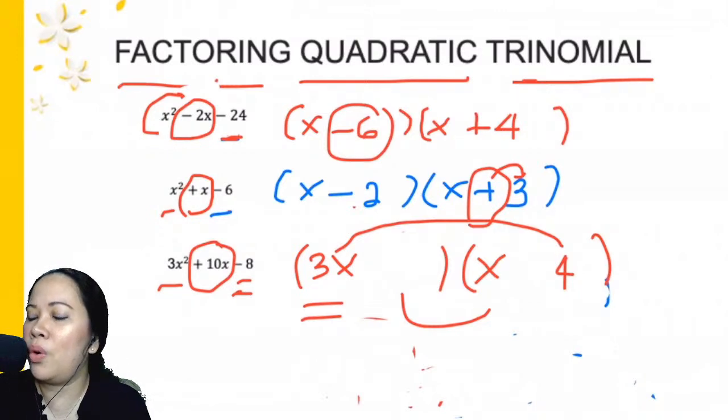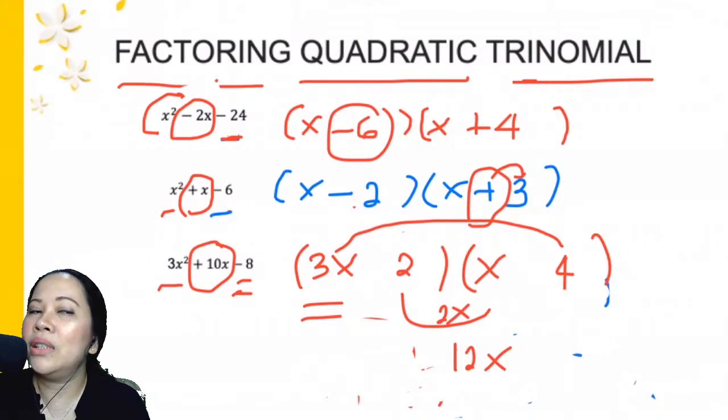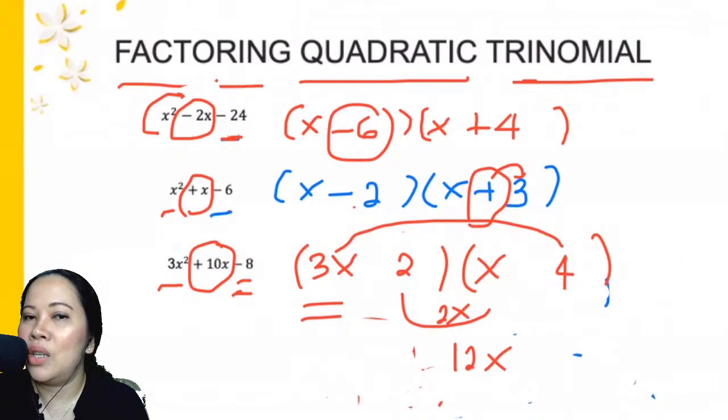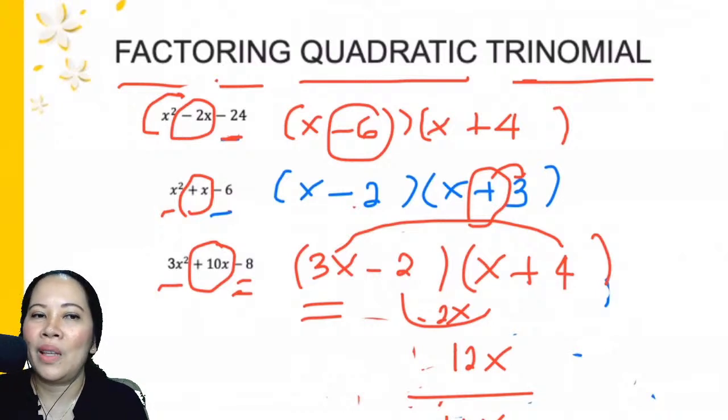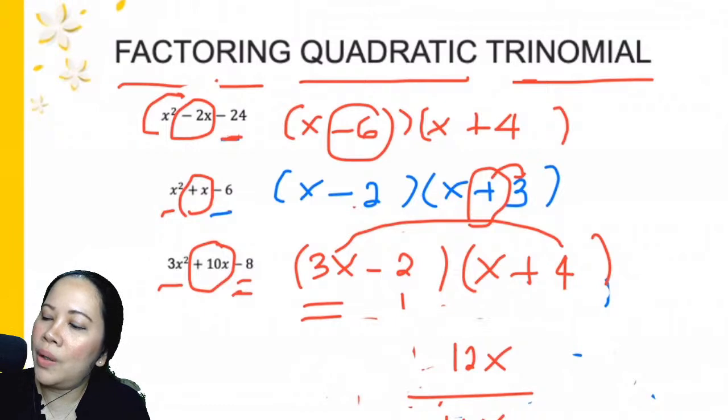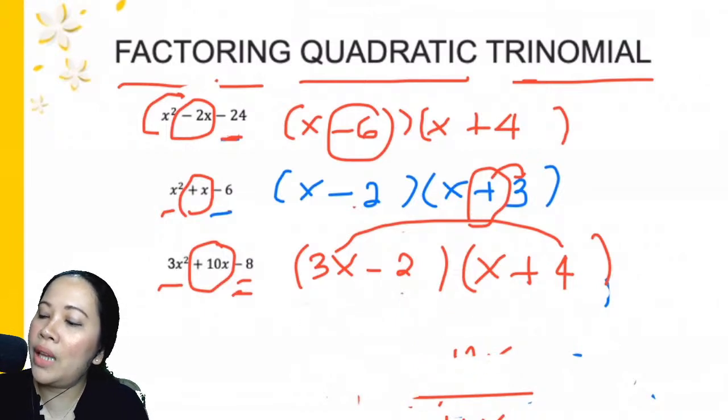So 3 times 4 will give me a 12x. Okay. And then x times 2 will give me a 2x. Now the middle term is plus 10. So to whom should I give the positive? It's always on the bigger one. So 3x times 4 will be positive 12x, and negative 2 times x will be negative 2x. So negative 2 plus 12 will give me 10x, which is the middle term. All right. So that is a factor, by the way.